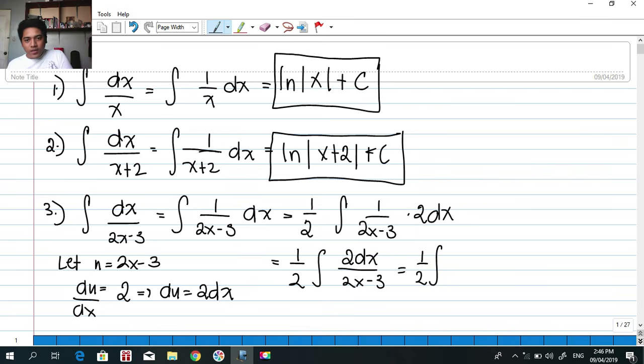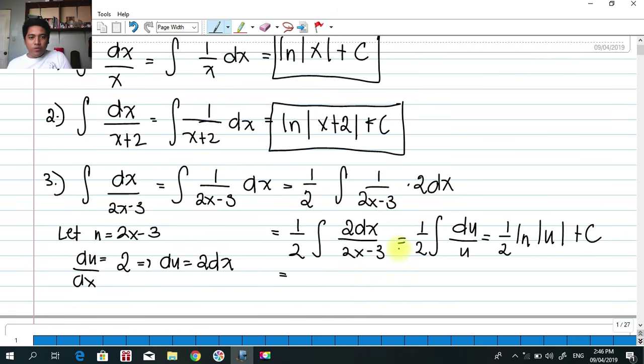Okay, so 1/2 the integral of what? 2 dx is simply du over 2x minus 3, that is u. So simply, du over u, or dx over x, is simply ln. So 1/2 ln of the absolute value of u plus c, of which if we back substitute our value of u, that should be 1/2 the ln of the absolute value of 2x minus 3 plus c.